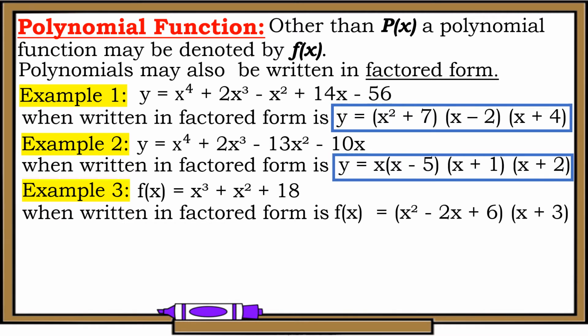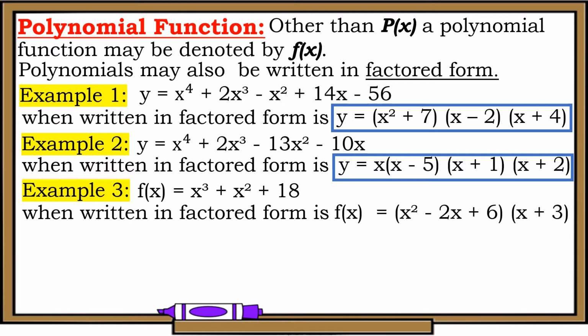Nung finactor natin, yung unang factor na x squared minus 2x plus 6, it is of the 2nd degree. I-add natin dun sa degree ng x plus 3 na 1. So, there are 3 factors. So, this is of the 3rd degree.